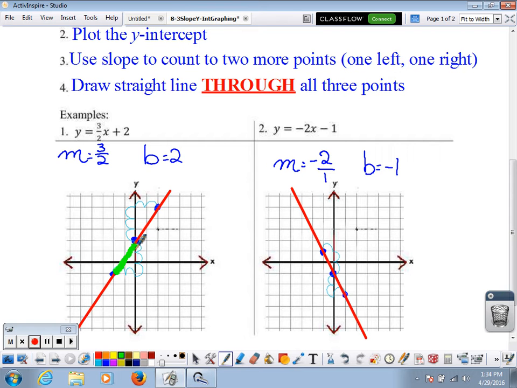You don't always have to have a fraction, but for your slope, since we're using the rise over run idea and we're counting from that y-intercept to another point, we need to know how much we're going up or down and how far we're going left and right. So writing it as a fraction makes that a little bit more obvious to us. Okay?